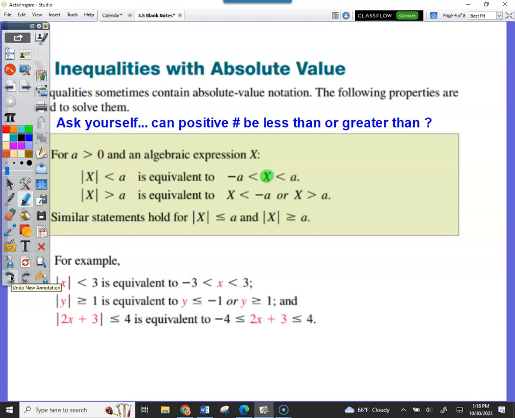If it's greater than, you set it up as an or inequality, which means you have two totally different inequalities. You have the expression is less than the negative, or the expression is greater than the positive. This is what you're going to have to memorize. Let me help you.